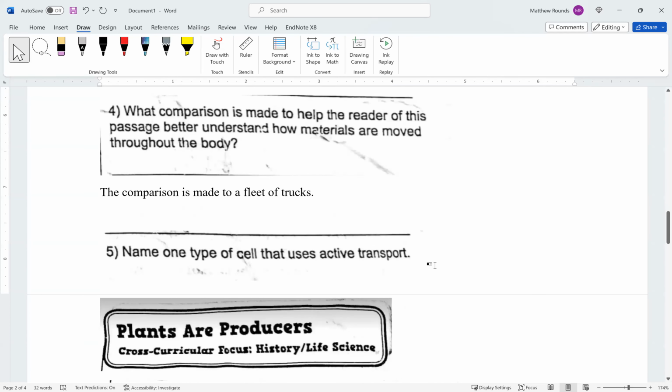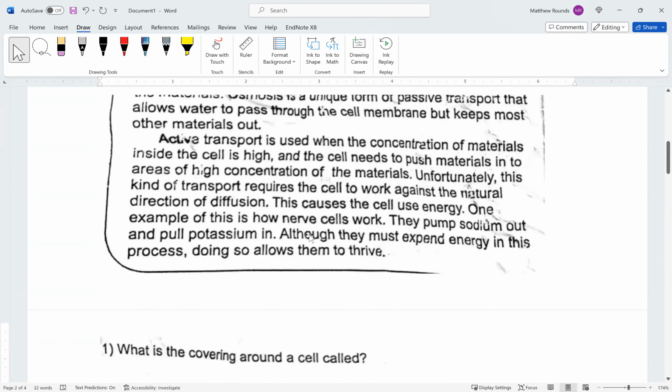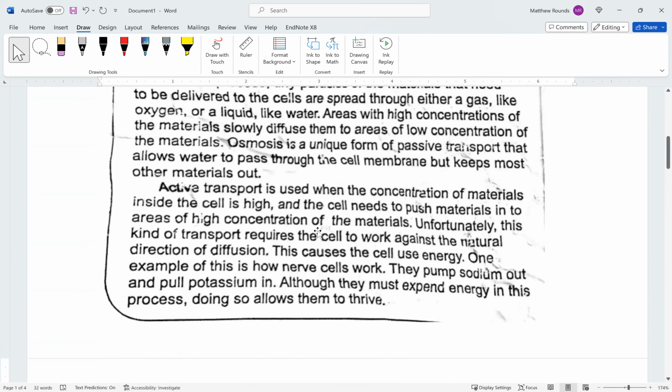All right, let's read question 5. Can you read question 5 for me? Name one type of cell that uses active transport. All right, so let's go back and look. So the last paragraph is all about active transport. Do you agree that the last paragraph is about active transport? Yeah. Okay. What does it say here?